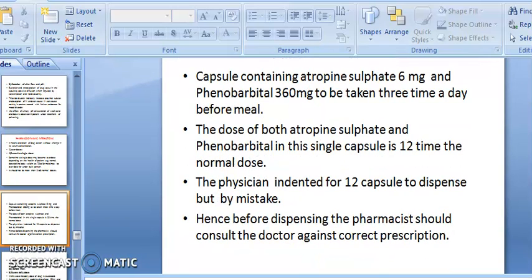Capsule containing atropine sulfate 6 mg and phenobarbital 360 mg to be taken 3 times a day before meal. This is prescribed by the doctor. The dose of both atropine sulfate and phenobarbital in this single capsule is 12 times the normal dose. The doctor prescribed 6 mg per tablet. It means the physician intended 12 capsules to be dispensed but wrote it by mistake. Hence, before dispensing, the pharmacist should consult the doctor for the correct prescription.